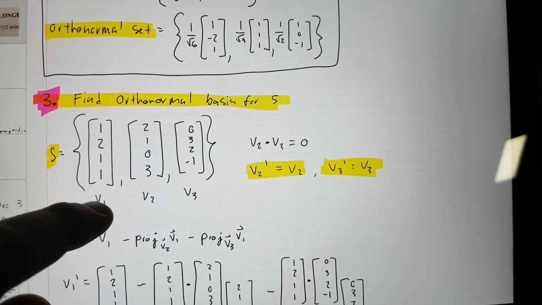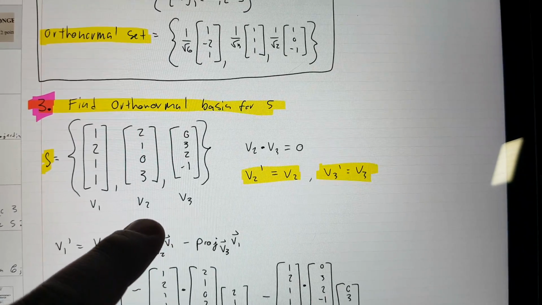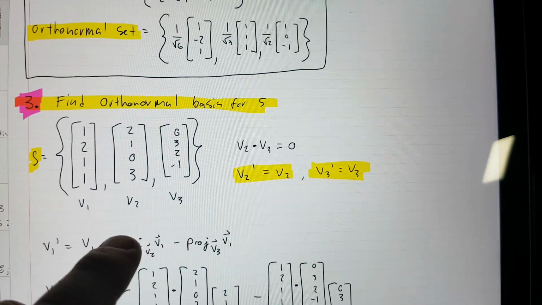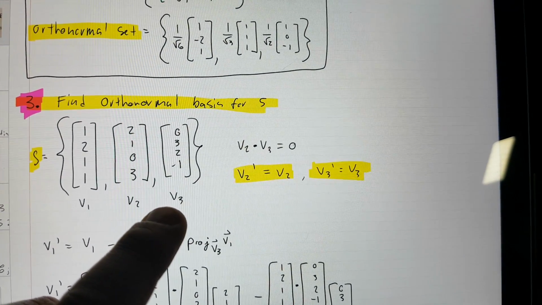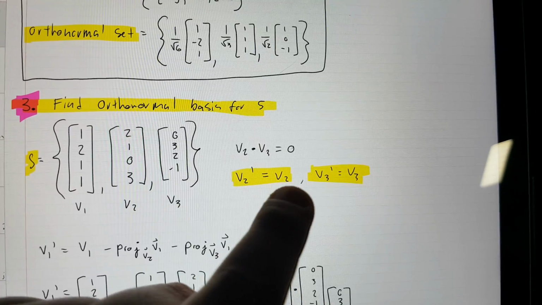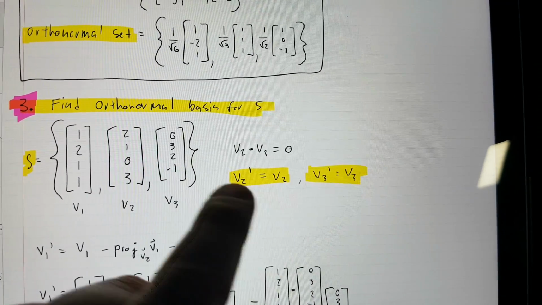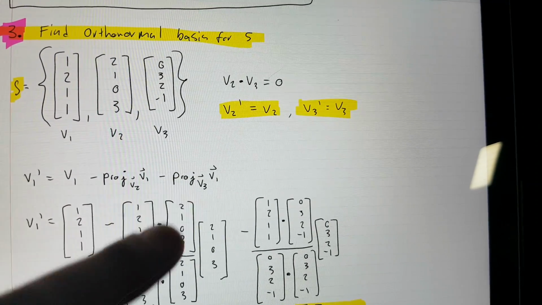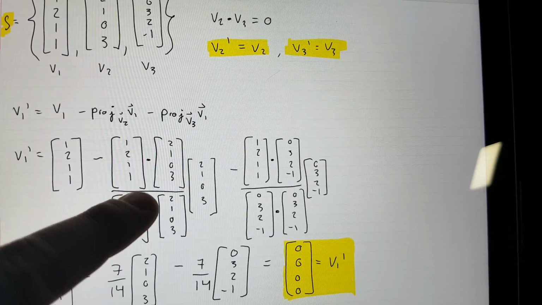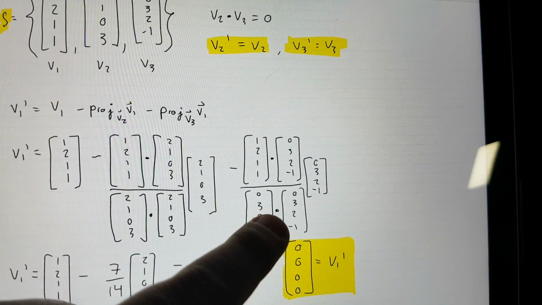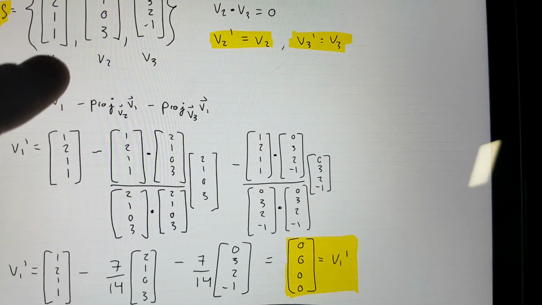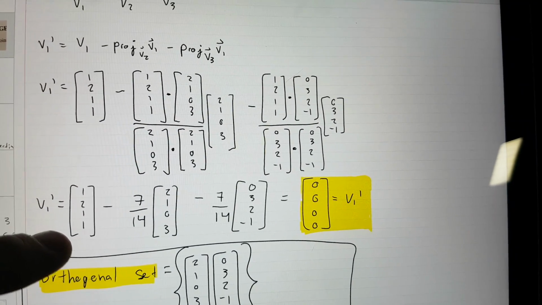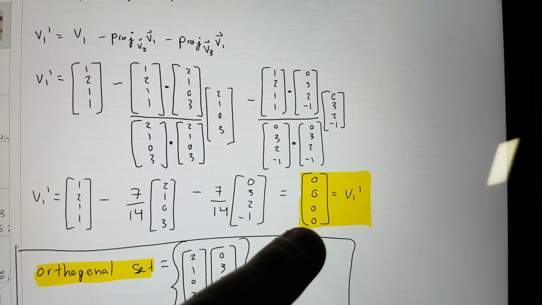Alright, so find this one. Again, checking the dot products here, v2 dot v3 equals 0, so these two are already good to go. So I'm saying v2 prime and v3 prime are just these two vectors. v1 prime is going to be this one minus that minus that. So I project it onto that, project it onto that. I should really use this notation when I write the test. I think that'll come in handy. Anyway, I get the 0 vector.